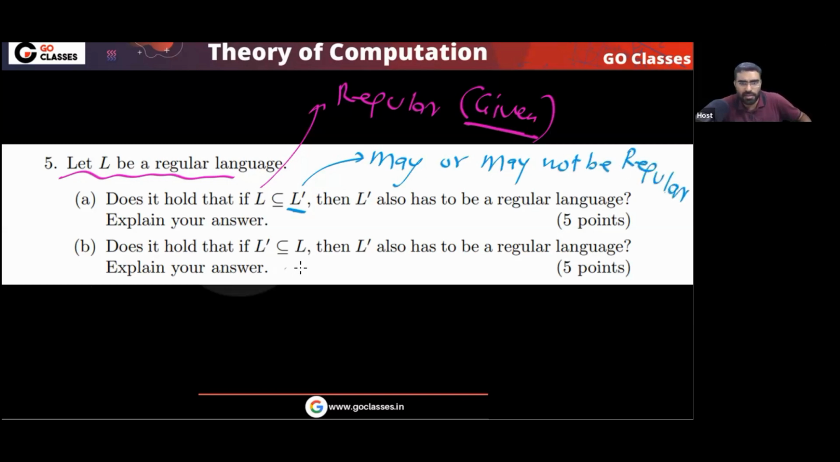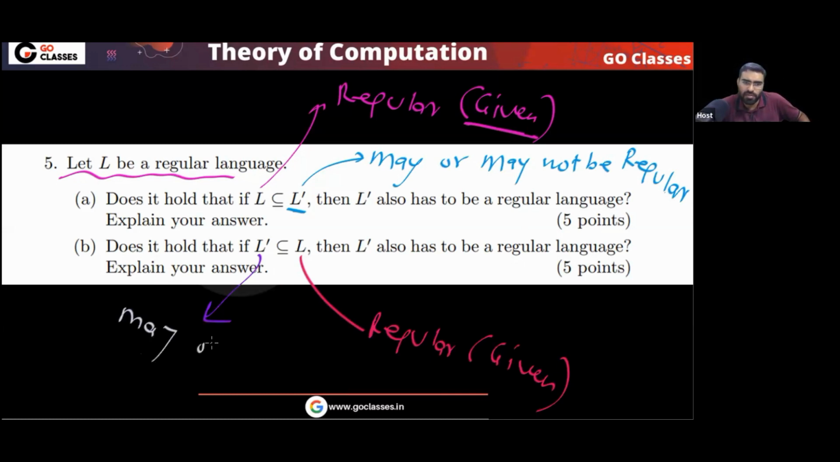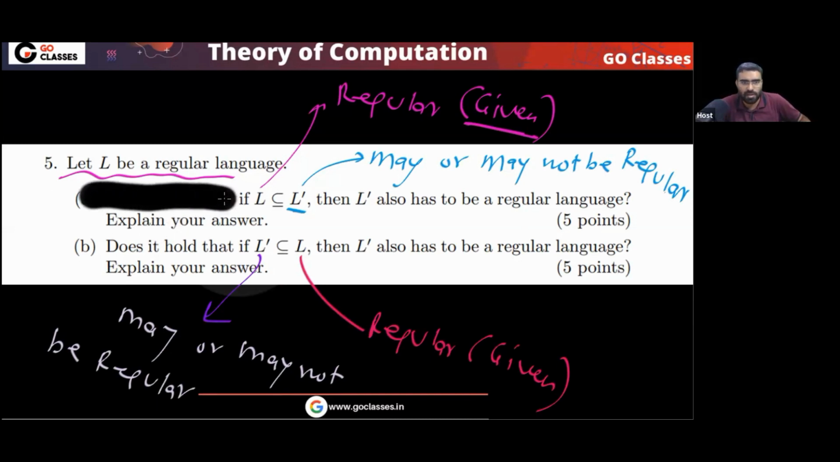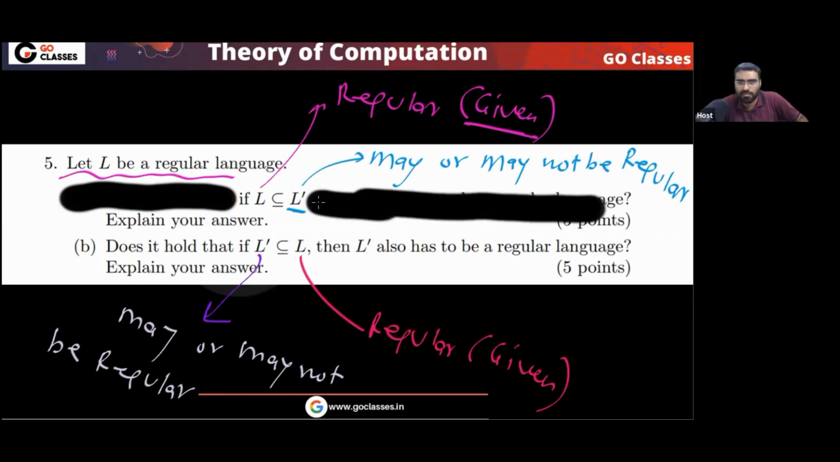Similarly, this L is regular, that is given. If you take its subset, this L dash is a subset. Now this L dash may or may not be regular. This is what we have seen. I hope all these points are clear. So very simple.